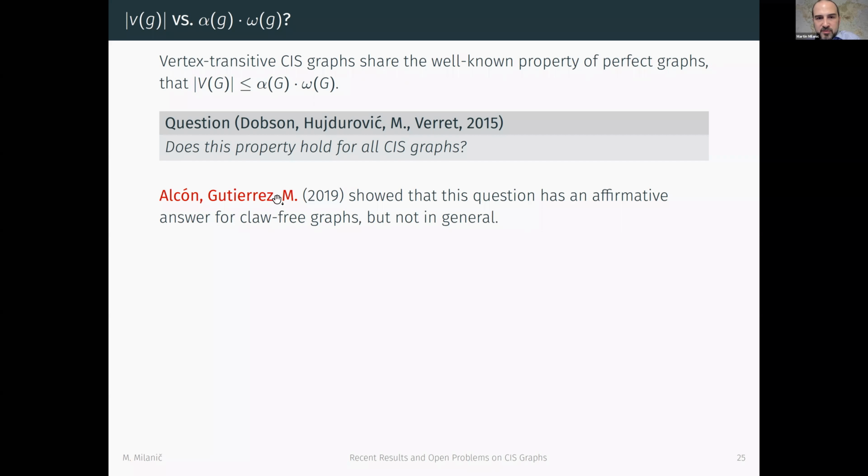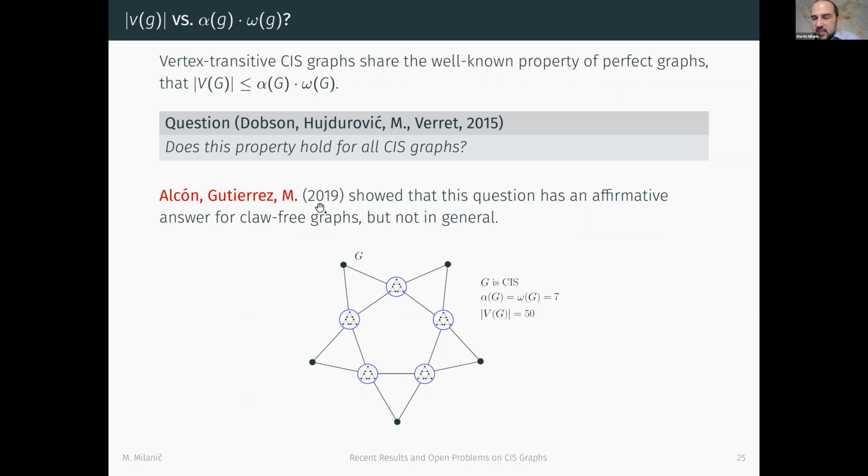Well, it turned out a couple of years later that this is not the case in general. It's true for claw-free graphs. And the construction is actually not difficult. You start with a 5-cycle, glue a triangle on each edge to make it CIS, and then perform some substitution with some simple CIS graphs to construct a graph with clique and instability number 7, but 50 vertices, more than the product, and the graph is CIS.